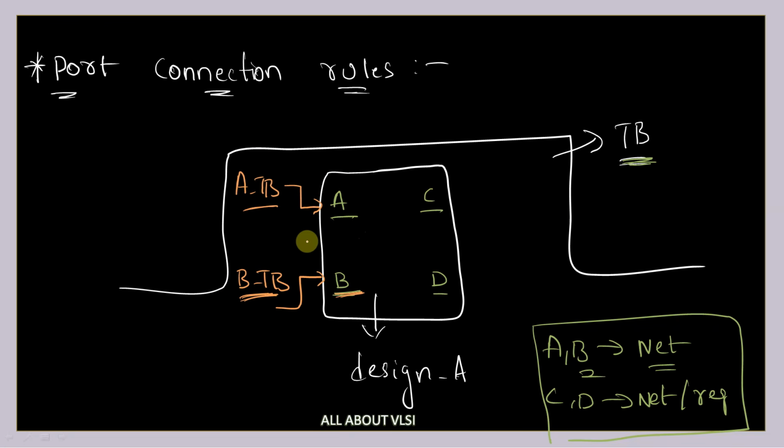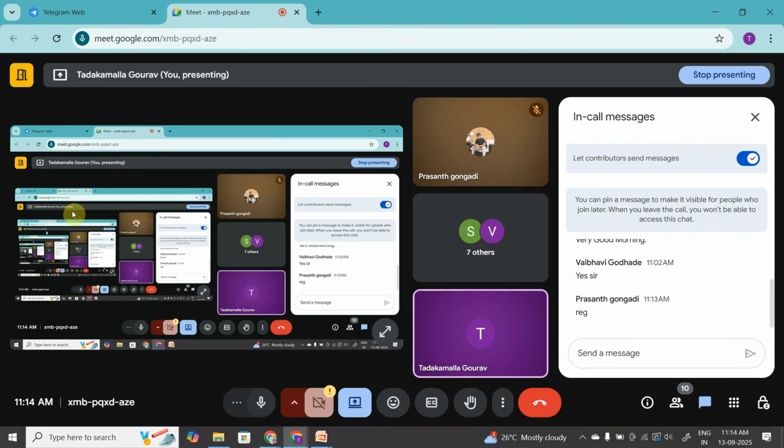Okay. Now our question is, what should be the data type of A underscore TB and B underscore TB? Internally inside the module, the data types of A and B are net. Now my question is, from the test bench, when we are connecting it with A and B, what should be the data type of A underscore TB and of B underscore TB? Okay, any other answers?